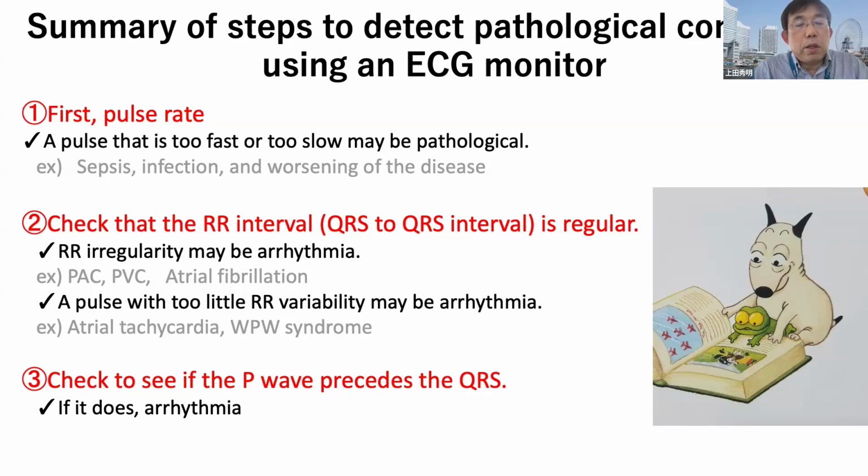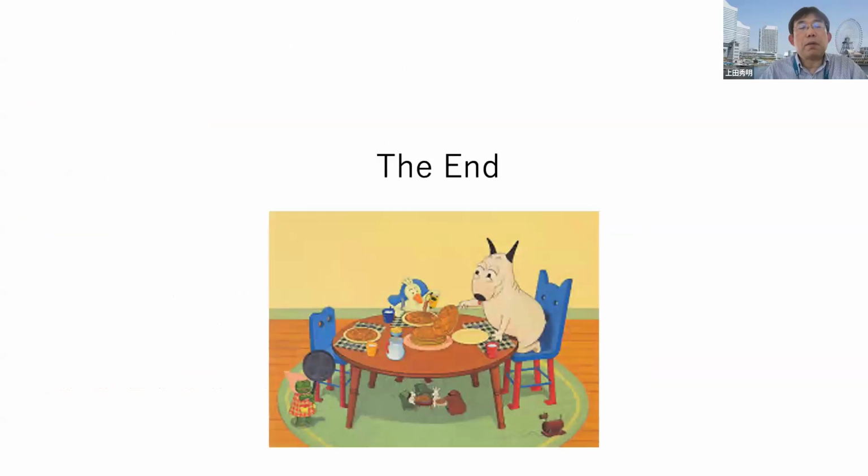A pulse with too little RR variability may be an arrhythmia, for example atrial tachycardia or double P syndromes. And please check to see if the P wave precedes the QRS. If it does not, it's an arrhythmia.